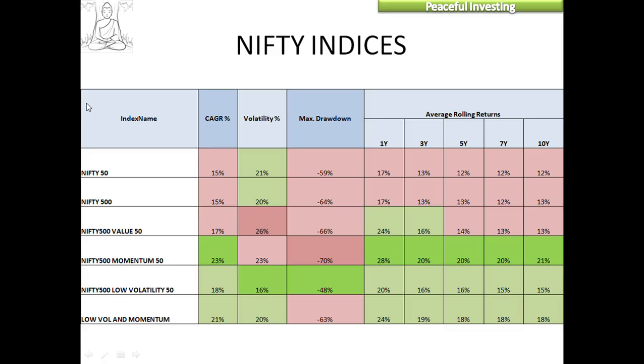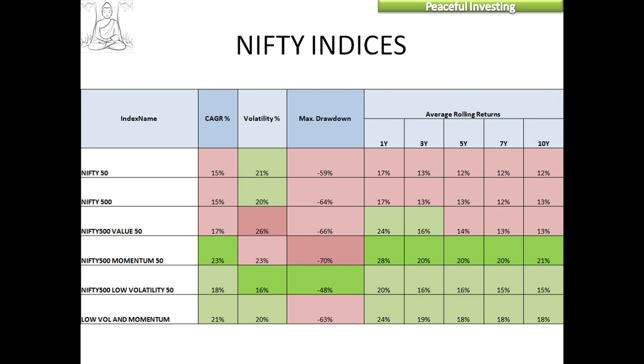So here is the summary view. As we saw, for Nifty 50, CAGR from April 2005 till date is 15%, volatility is 21%, maximum drawdown is 59%, and 10-year average rolling return is 12%. Let's look at Nifty 500. The CAGR is surprisingly the same as Nifty 50, 15%. Volatility is 20%. Maximum drawdown is higher as compared to Nifty 50, minus 64%. And 10-year rolling return is 13%.